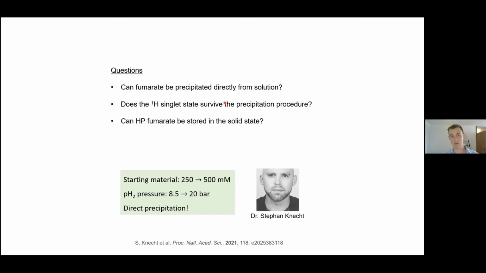So I can answer that first question immediately. Stefan performed an experiment where he upped the starting material concentration to 0.5 molar and went to 20 bar of hydrogen pressure, and was able to directly precipitate out fumarate from that solution because he formed over 200 millimolar of fumarate with the reaction. So that does seem to work. I'm not doing that in Mainz because it's an awful lot of starting material to be using, but that does seem to work.